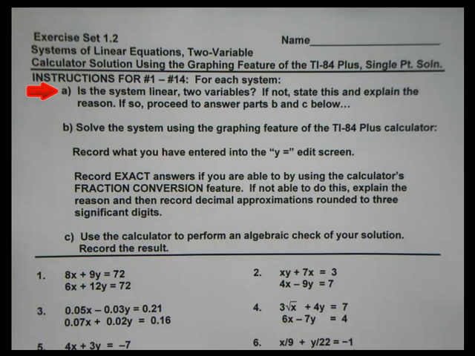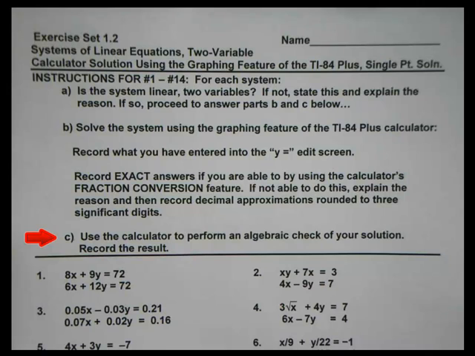Part A, is the system linear, 2 variables? If not, state this and explain the reason. If so, proceed to answer parts B and C below. B. Solve the system using the graphing feature of the TI-84 Plus calculator. Record what you have entered into the y equals edit screen. Record exact answers if you are able to by using the calculator's fraction conversion feature. If not able to do this, explain the reason, and then record decimal approximations rounded to 3 significant digits.